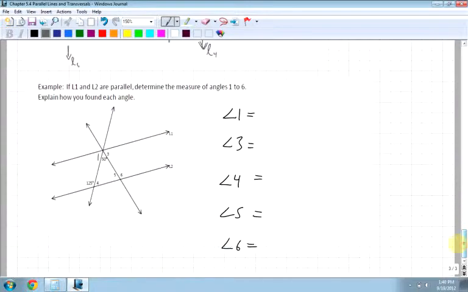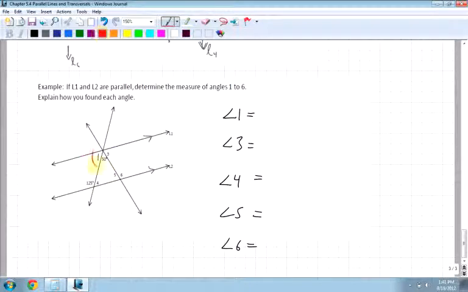All right, last example. If line 1 and line 2 are parallel, these two lines are parallel, I'm going to put little arrows on them, which usually means they're parallel, then determine the angles 1 through 6. Okay, I got a few angles written in here. Okay, this one should be really easy.